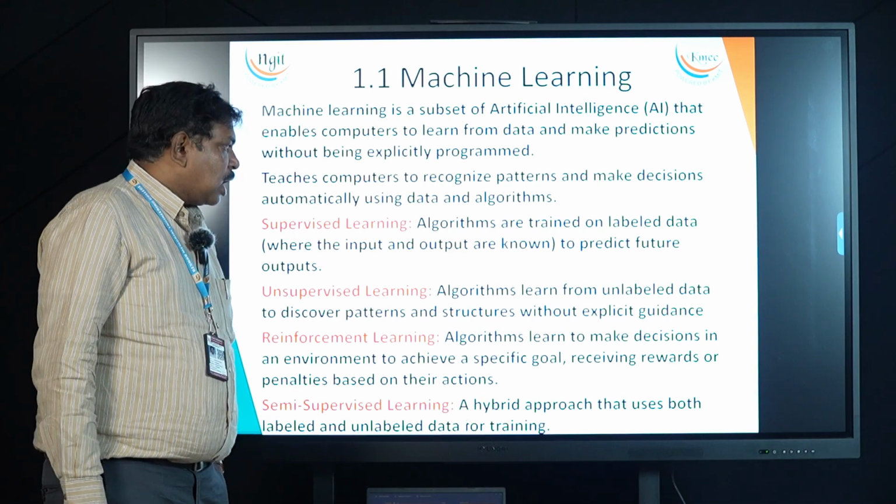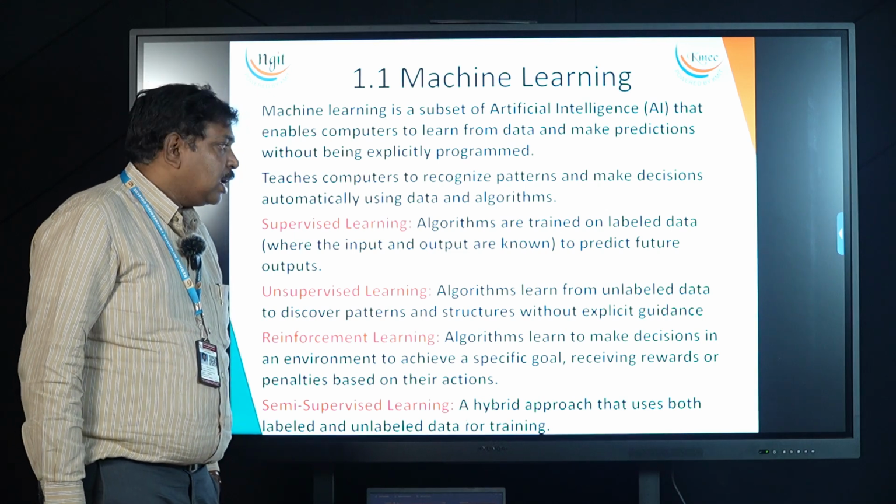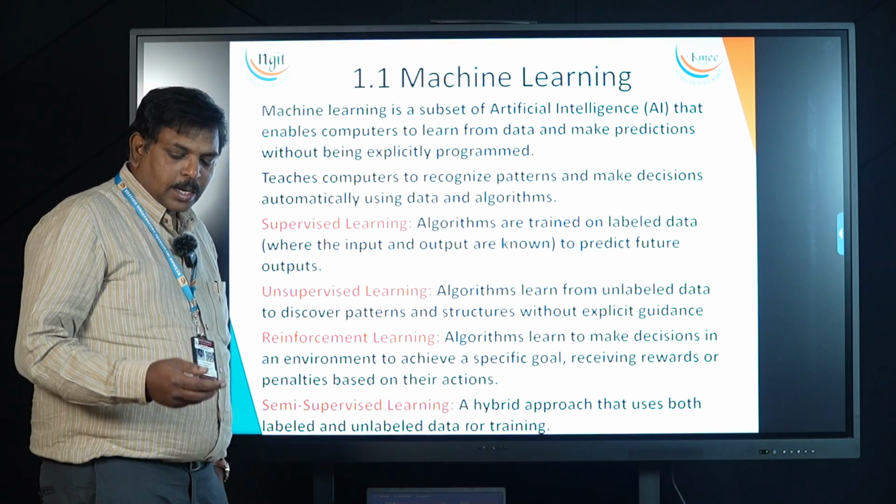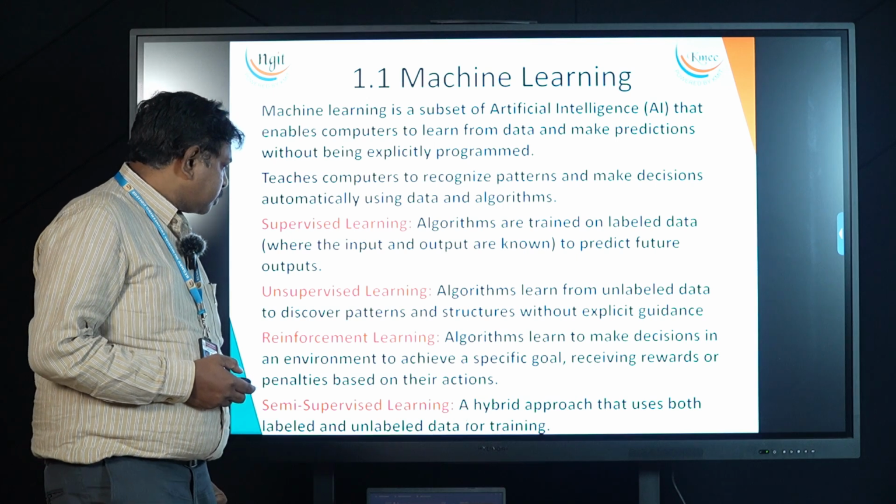Here algorithms learn from unlabeled data, meaning the data is not labeled. It has to identify the patterns and structures within the data.